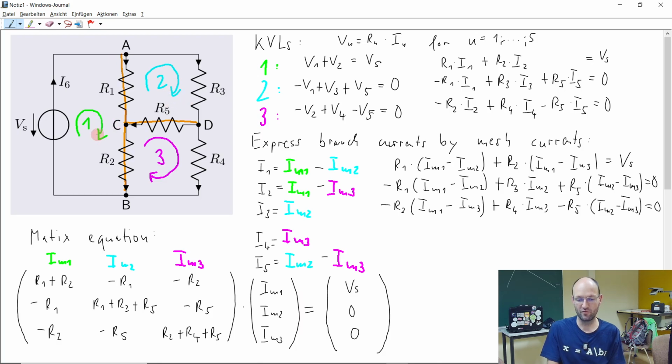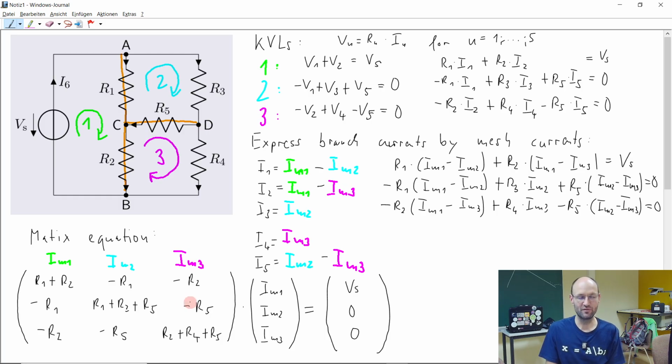Between the first and the third mesh, we have the coupling resistance R2. That's why here we have R2 and R2, right? First line, third column, third line, first column. And the coupling resistance between the second and the third node is R5. And that's why we have here R5.